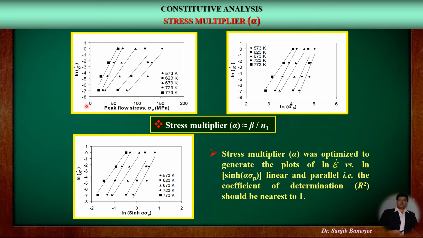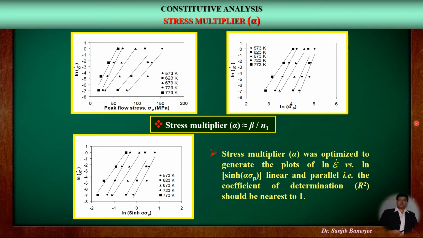which means that the stress multiplier alpha may be evaluated if we draw these two sets of plots. The first one is log of strain rate versus the peak flow stress sigma p, and the second one is log of strain rate versus log of peak flow stress, or sigma p.